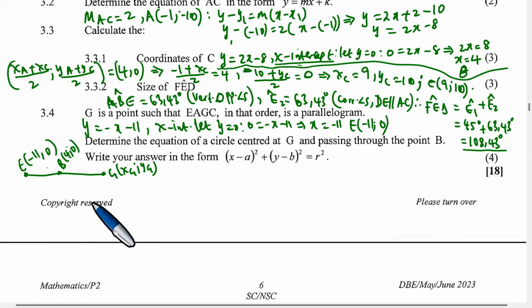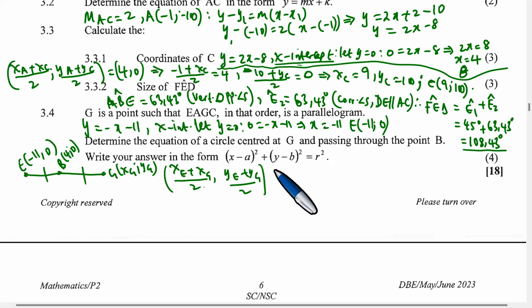Okay, this is like a midpoint thing. We don't know the coordinates of G, so we can find them. We're going to use the midpoint formula. What is the midpoint formula? It's going to be XE plus XG out of 2, then YE plus Y sub G out of 2. And this is the midpoint. What is the midpoint? It's the point B, coordinates 4, 0.